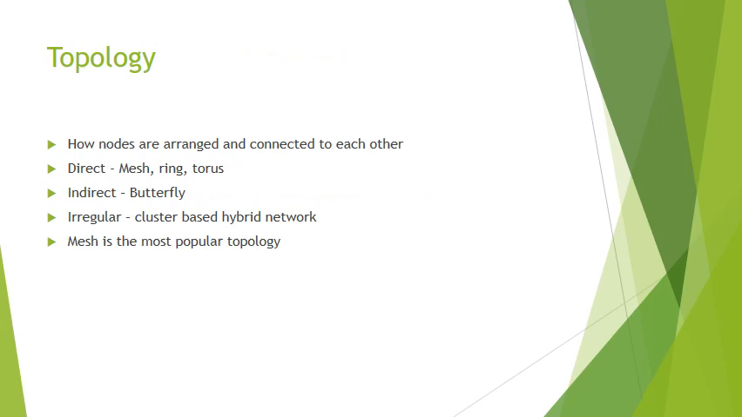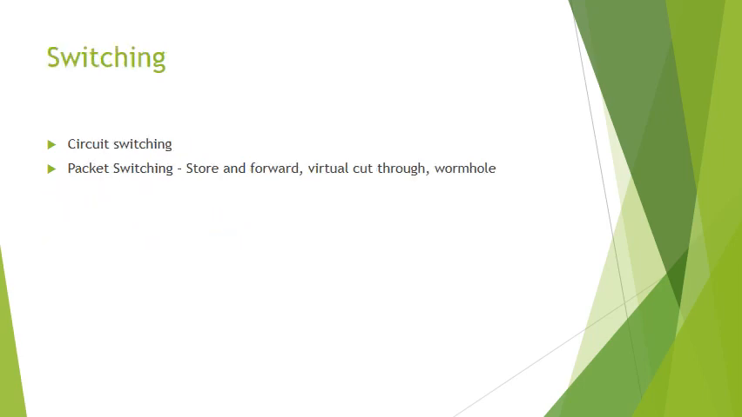Topologies define how nodes are arranged and connected to each other in a network. There are three types of topologies: direct, indirect, and regular. Of all the topologies, mesh topology is the most popular because of its easy implementation. There are two types of switching: circuit switching and packet switching. In circuit switching, a dedicated physical path from source to destination is reserved for a data transfer. In packet switching, each packet can take different path from source to destination. Of all the packet switching strategies, wormhole switching is commonly used.